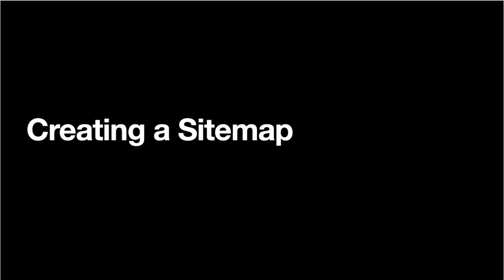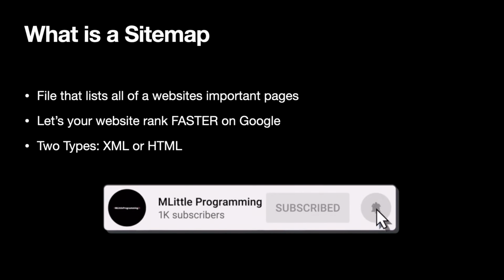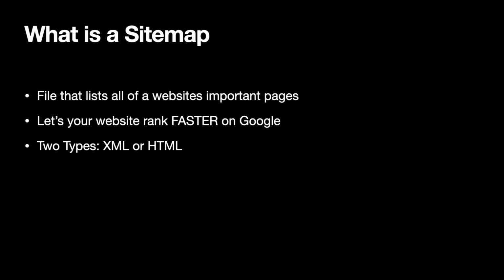This video is about sitemaps in React and how to make your site rank faster on Google. Before we jump into how to create a sitemap, let's just quickly run over what is a sitemap. So, what is a sitemap? A sitemap is a file that lists all of your website's important pages. This essentially explains how your site is structured to Google so that Google can index your pages faster.